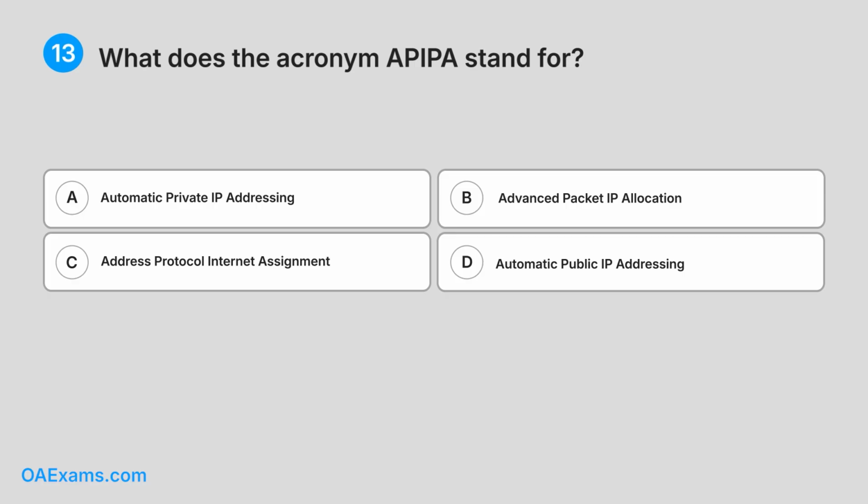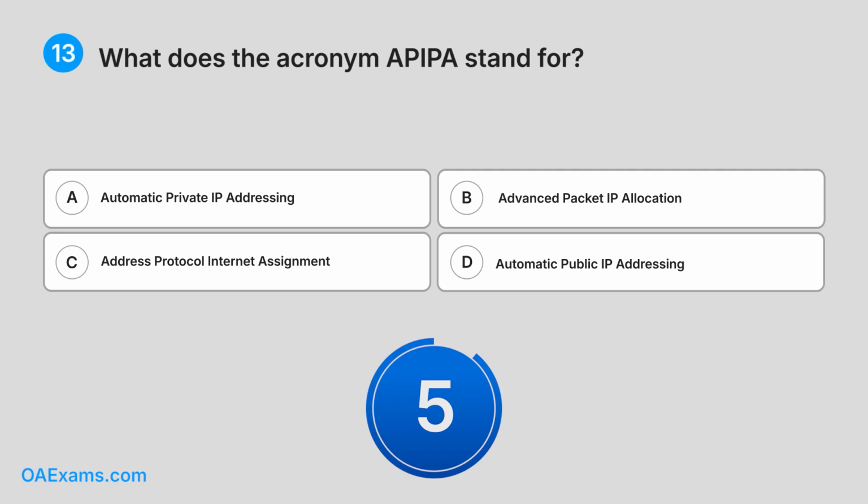A. Automatic private IP addressing. B. Advanced packet, IP allocation. C. Address protocol, Internet assignment. D. Automatic public IP addressing. What do you think is the answer?